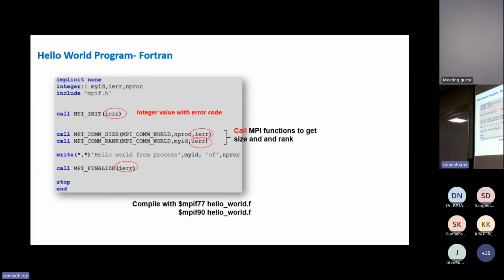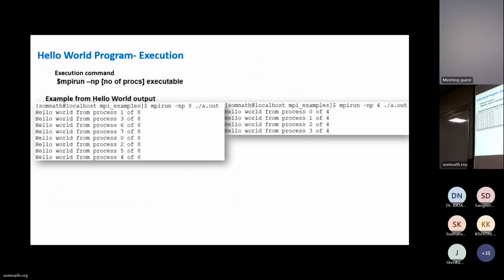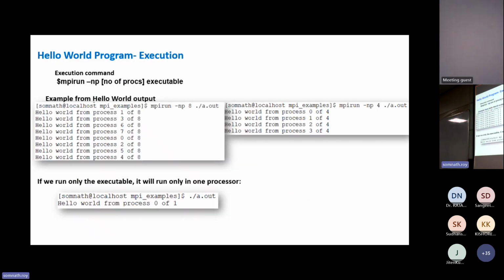During the run, each processor identifies its rank and writes that rank. If you only run the executable directly, it will run on a single processor.